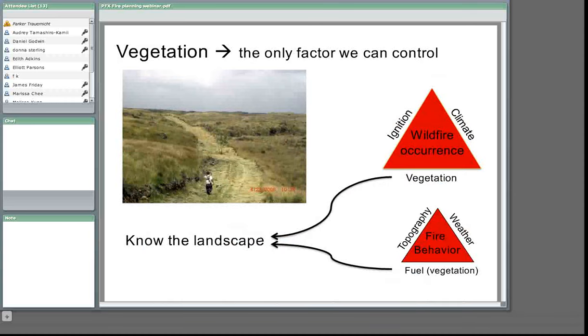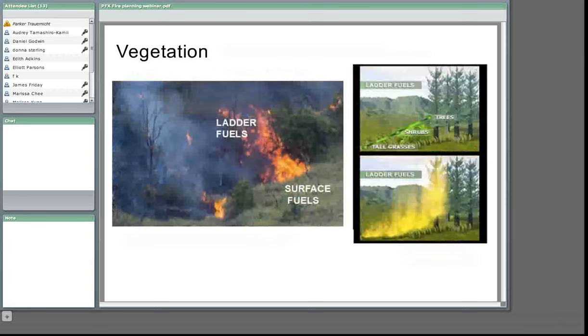And ultimately, vegetation is the only thing that we can directly manipulate, directly control. So as far as fire occurrence and fire behavior, these are the things where local knowledge comes in really handy. And a lot of this is pretty common sense. For those of us that have a pretty good familiarity with plants and the forest and grassland structure, it's pretty simple.